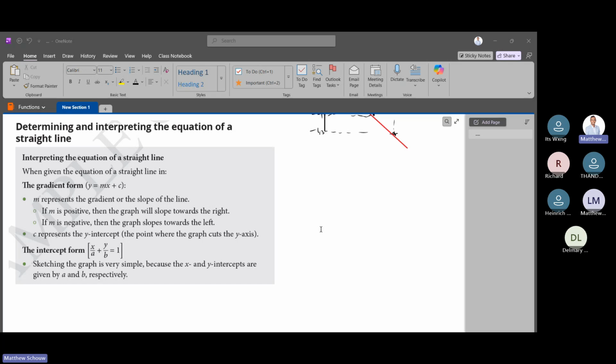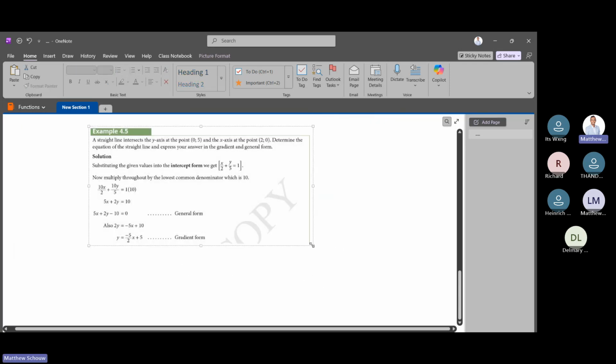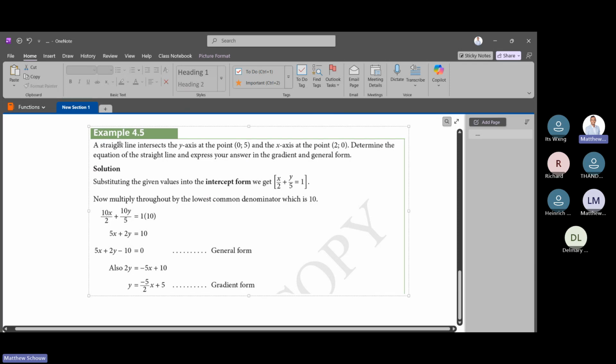I'm trying to figure out something here. Okay, let me use this example here. But I mean, we need one point on the graph. So let me just use this example here, Example 4.5. I'm just going to demonstrate to you what it could look like. I've seen it in one or two papers I went through. What you have is a y-intercept of 5 and an x-intercept of 2.